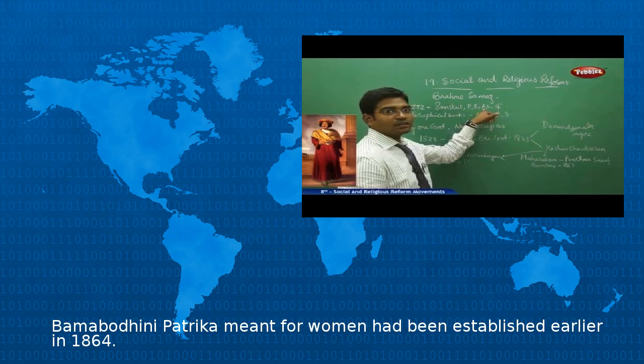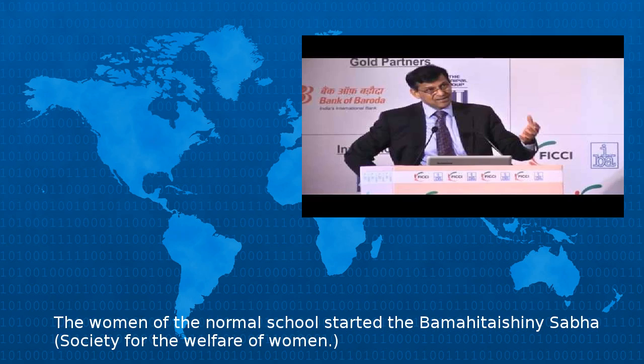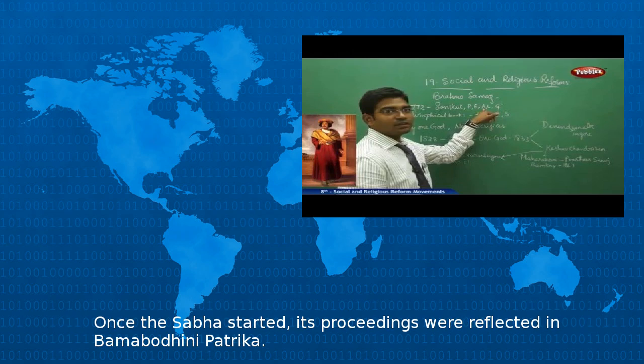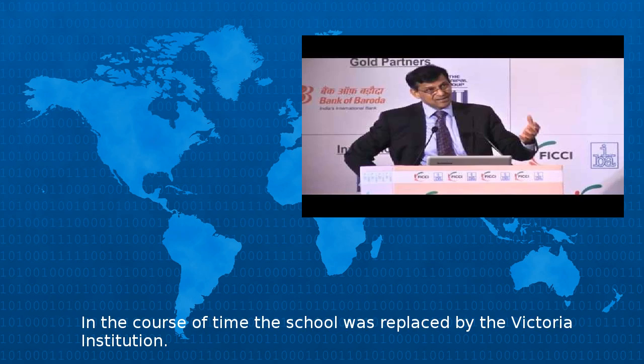Bamabodhini Patrika, meant for women, had been established earlier in 1864. The women of the normal school started the Bamahitaishini Sabha, Society for the Welfare of Women, for mutual improvement and discussions of matters of common interest. Once the Sabha started, its proceedings were reflected in Bamabodhini Patrika. In the course of time the school was replaced by the Victoria Institution.